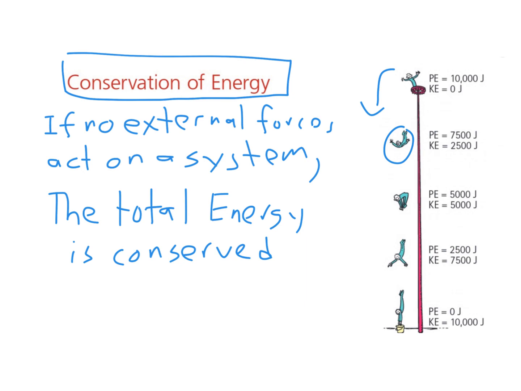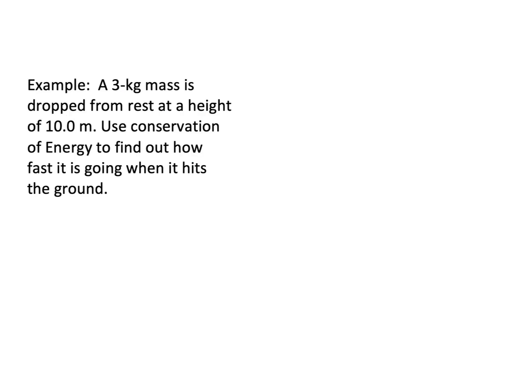That would mean 1,000 joules of energy got converted into heat. We'll talk about heat later in the semester, but that's the basic idea. If you can add up all the pieces of energy in a system, they're always going to add up to the same amount because energy is conserved.